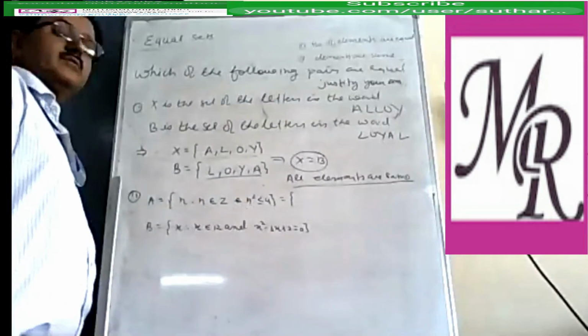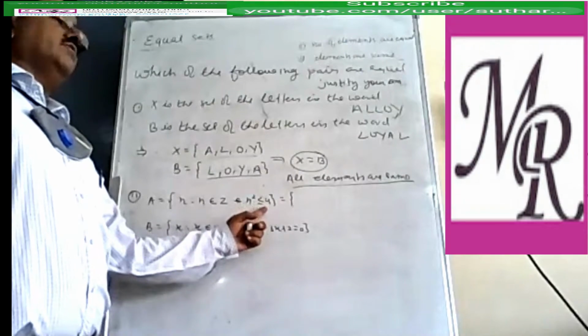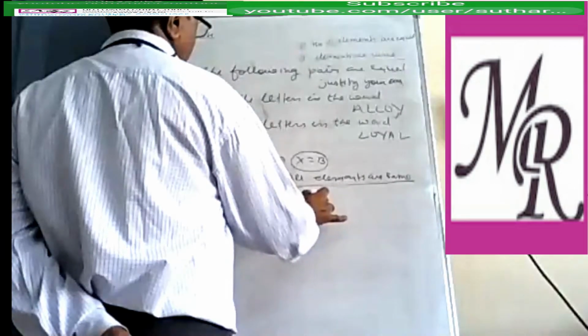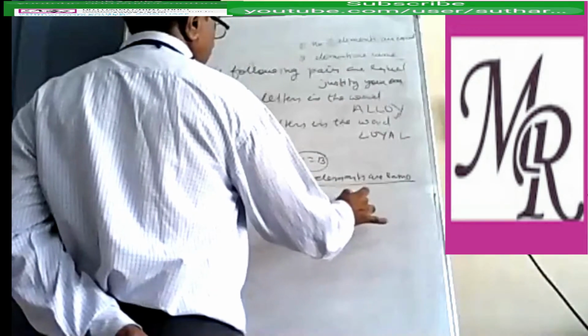The integer whose square is less than equal to 4. कौन से इंटीजर जिनका स्क्वायर 4 या 4 से लेस है? -1, हाँ, -2, हाँ, 0 नहीं, 1 और 2, हाँ 2.